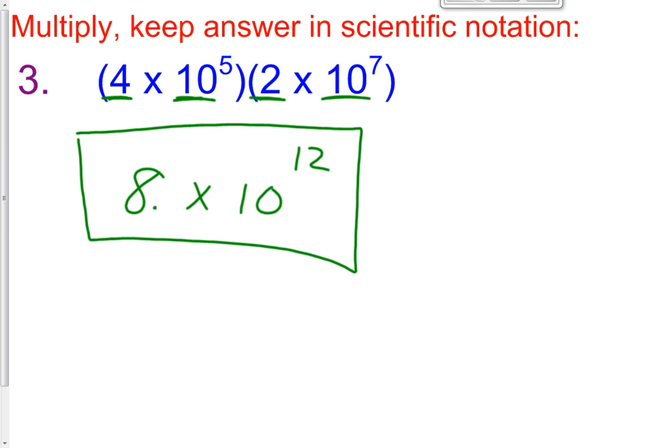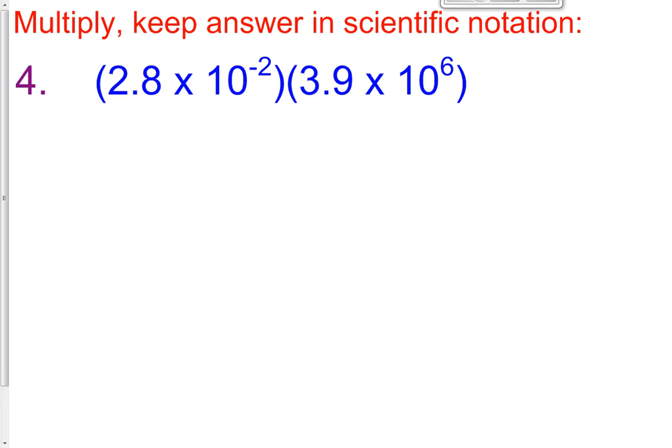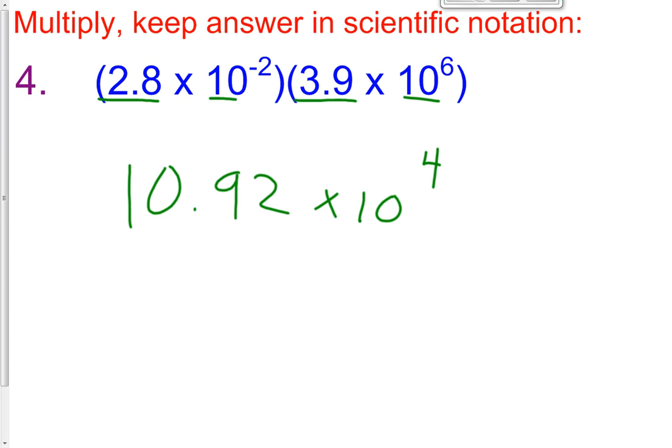There's my answer. Problem number 4, notice this one very carefully. We're going to multiply 2.8 times 3.9. When I multiply those two, I get 10.92. I have common bases, so I'm going to add their exponents. So times 10 raised to the 4th power. I have so many people that answer this question like this. They circle it, they move on to the next one. And it's not correct because it's not in scientific notation. Scientific notation has one non-zero digit to the left of the decimal point. I see 2 digits to the left of my decimal point.